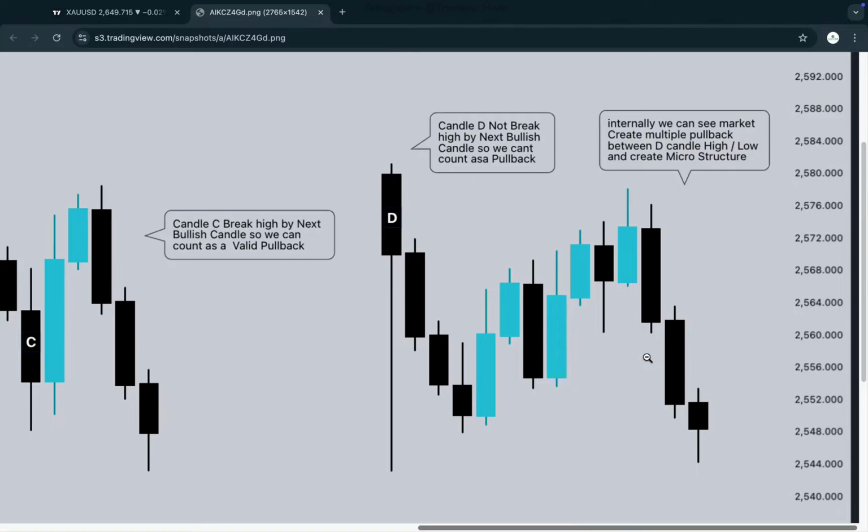The same thing is applicable in a bullish market. If market momentum is bullish and it breaks the previous candle low, we can confirm this is our valid pullback in a bullish market. Let's switch to a real chart, and I will explain how things actually work, how you can spot them on a real chart, and the many different situations.